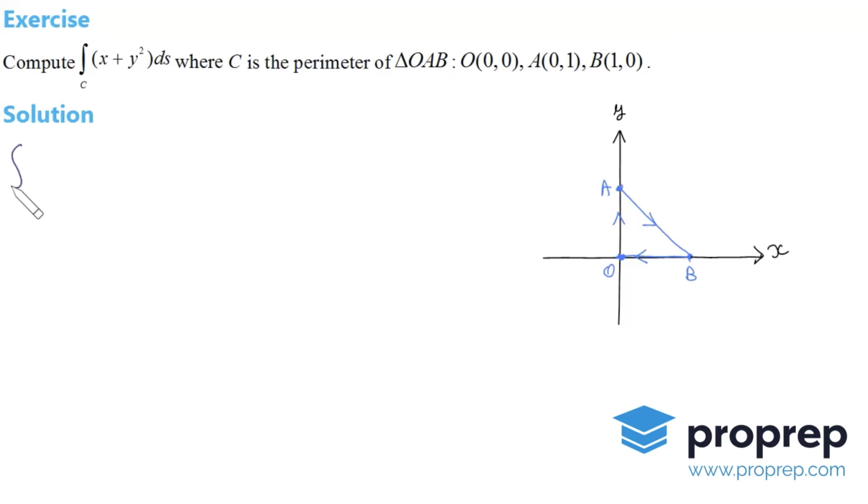So this integral of x plus y squared ds over the curve C, I'll just break it up. I'll first of all take the integral of the same thing along OA, and then I'll take the integral along AB, and then the integral along BO.